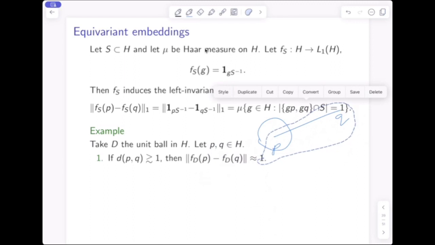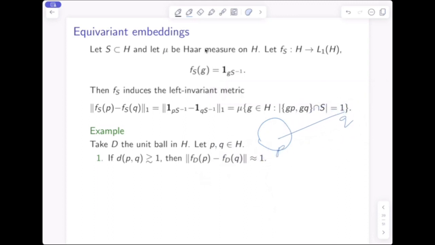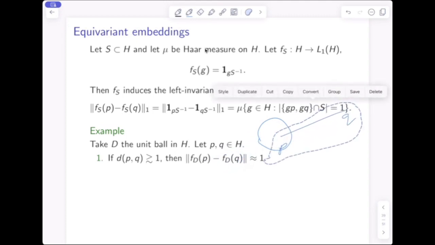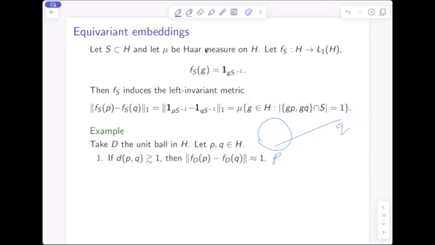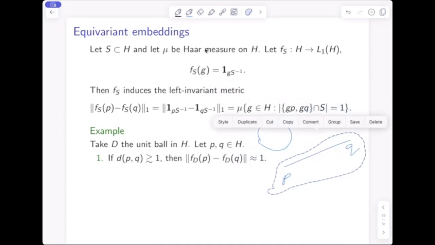How many of those elements are there? Well, if P and Q are very far apart, then all those elements are going to have either P inside the set or Q inside the set, but you can't fit both of them inside the set. And so the number of elements like that is basically twice the measure of D, twice the measure of this ball. The distance between f of p and f of q is on the order of 1.